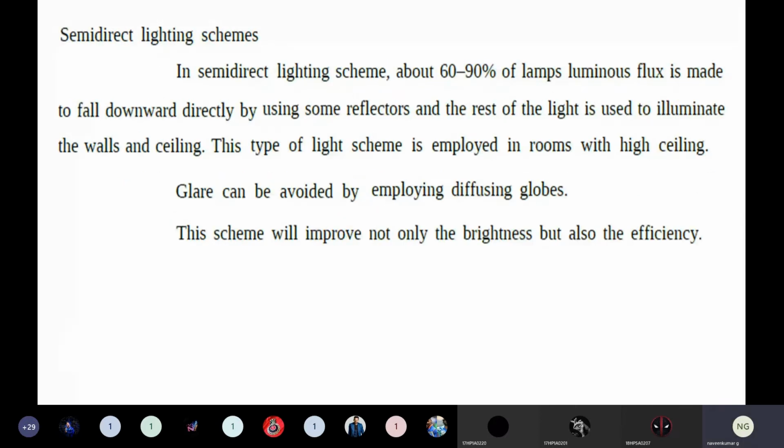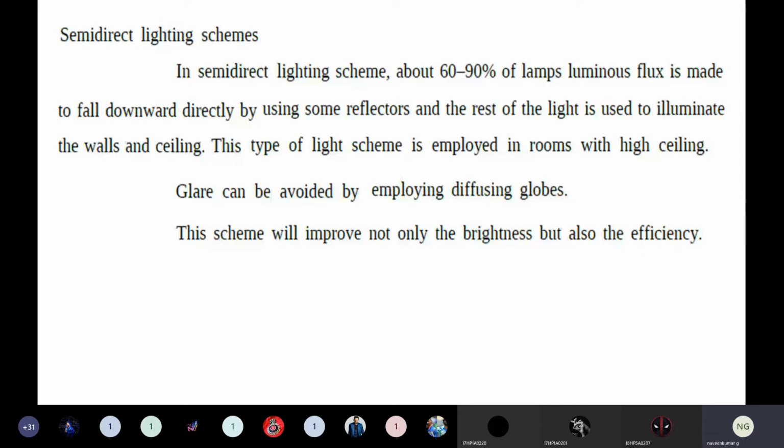Next, the second type of lighting scheme here you are observing is semi-direct lighting scheme. So in semi-direct lighting scheme, about 60 to 90% of the lamp's luminous flux is made to fall directly downward by some reflectors, and the rest of the light is used to illuminate walls. It is used to illuminate ceilings.